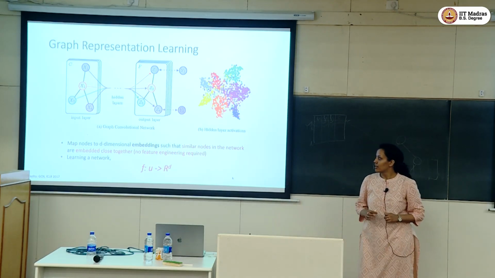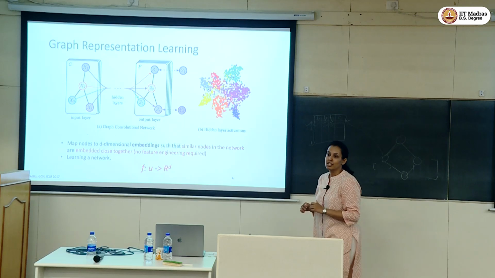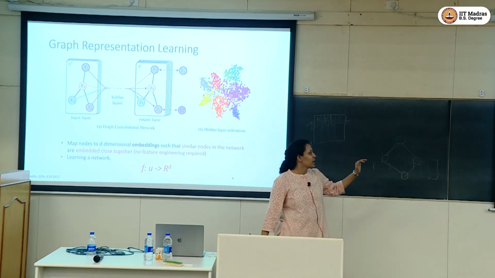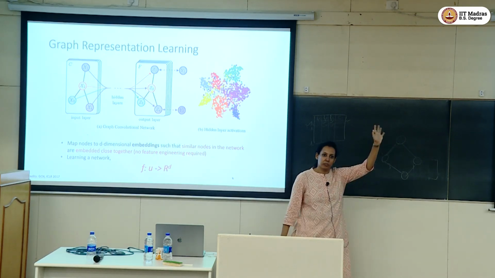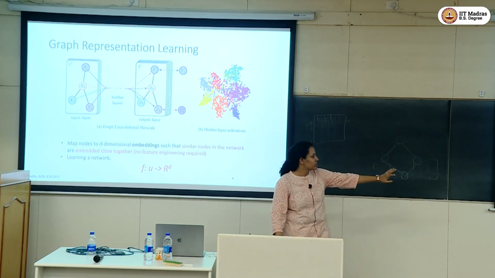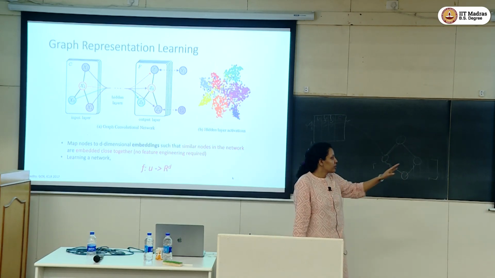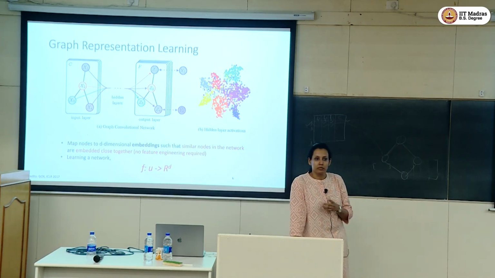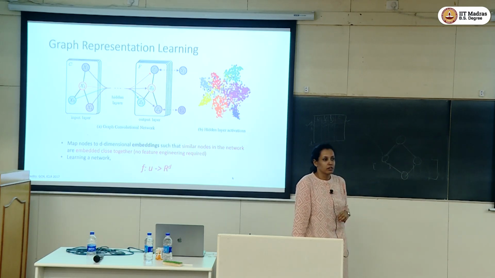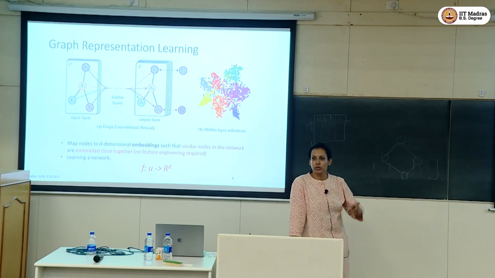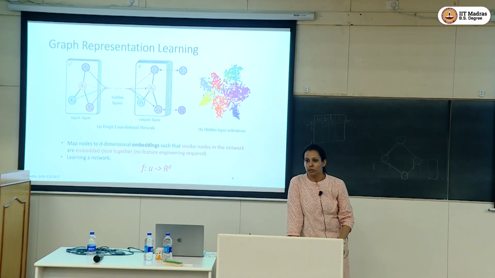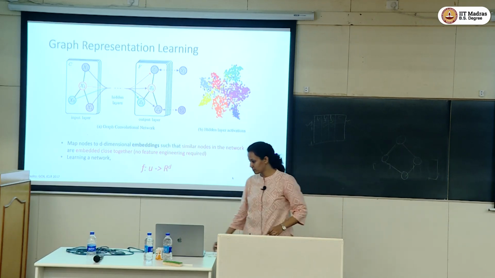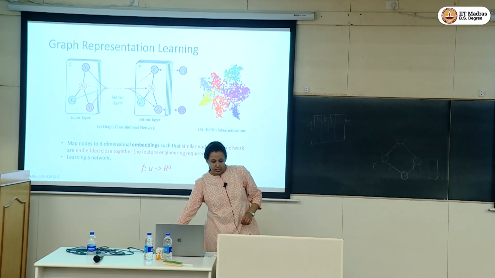Then, if I have to say it mathematically, I want to map nodes to a d-dimensional space. I want to get some d-dimensional embedding such that similar nodes in the network are embedded close together, which I've already mentioned. The mathematical formulation is that we want to learn a function where u is embedded to some d-dimensional space. Okay. So this is clear, I think.